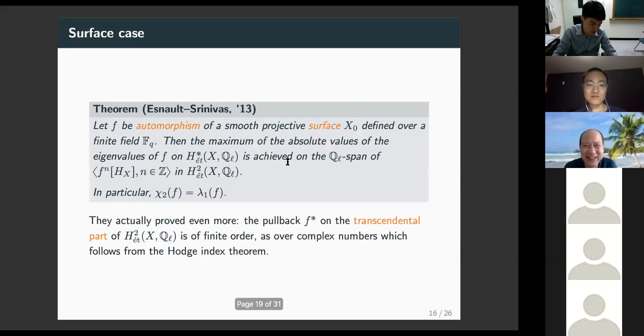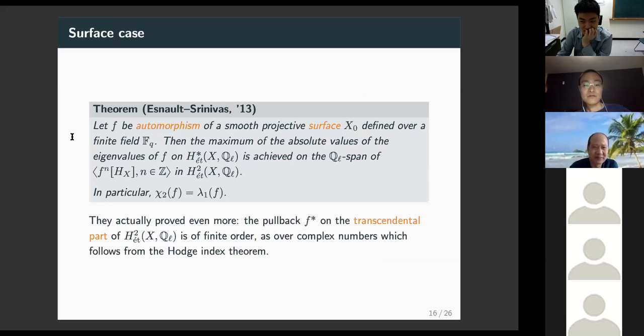The first result is Esnault and Srinivas's result, not my result. Does this answer the same equation? Oh, no. You see here, in their case, F is an automorphism. I see. Okay, all right. Thanks.